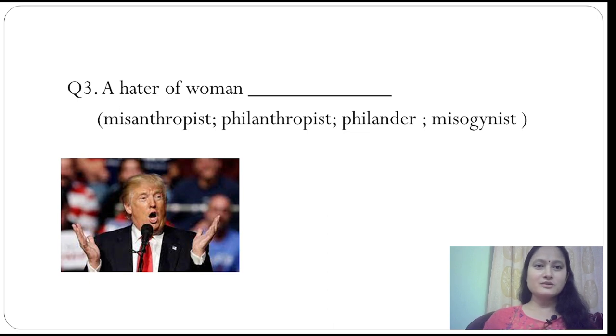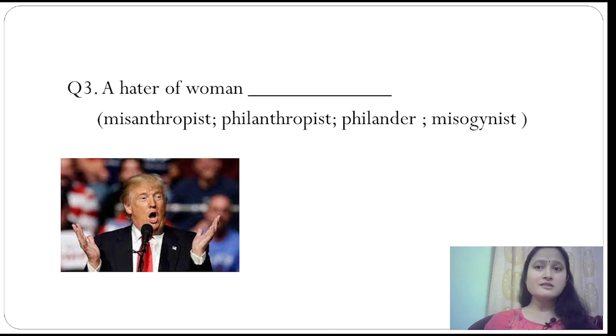Moving on to the next is a hater of women. Okay, a person who hates women is called a misogynist. Miso word is for hater. If I say phil, the word is for lover. So if you see the first word in the option is misanthropist. Anthrop word is for mankind. So a person who hates mankind will be a misanthropist. But a person who loves mankind will be a philanthropist.